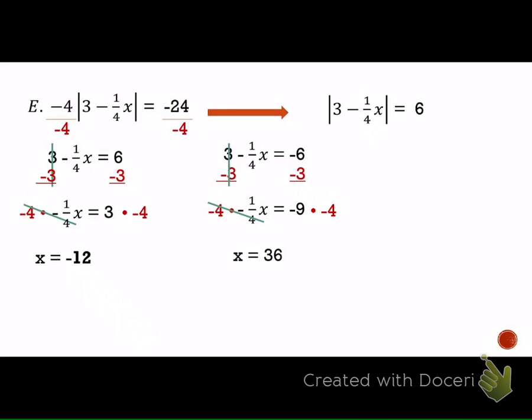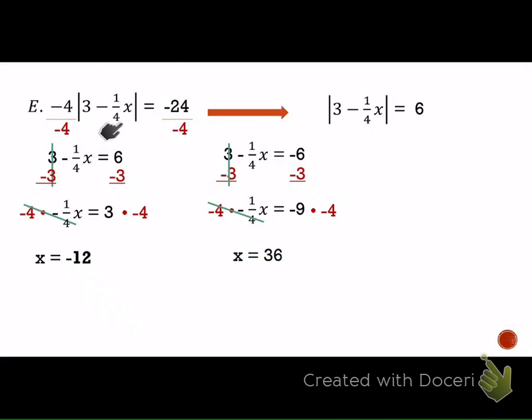This is one where I would love to plug it in and check. So negative 12 here, it's a negative times a negative. The 4 in the denominator and the 12 in the numerator give me a 3. So it's like 3 plus 3, which is 6. The absolute value of 6 times negative 4 is negative 24.